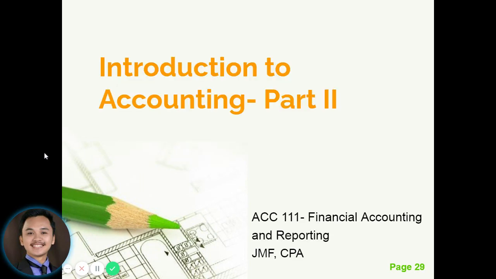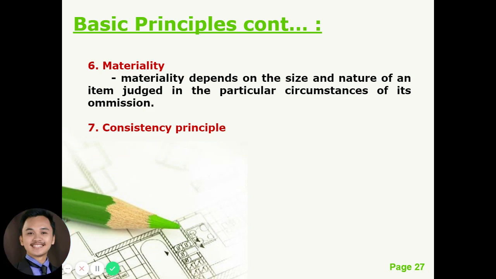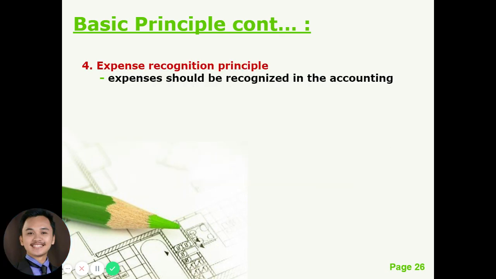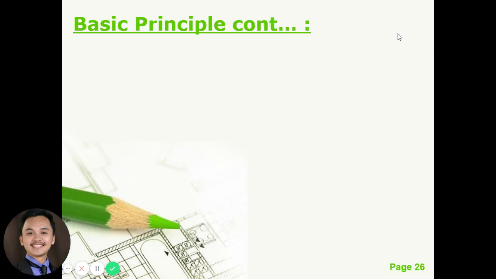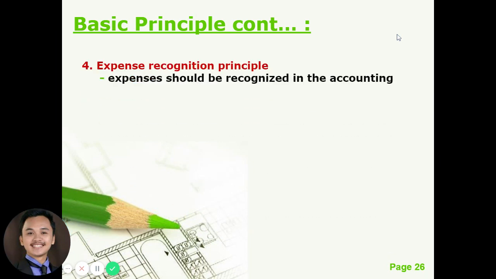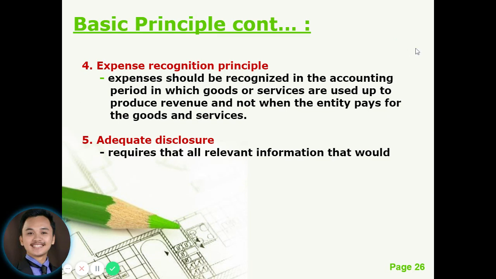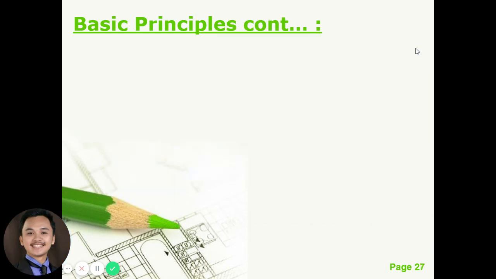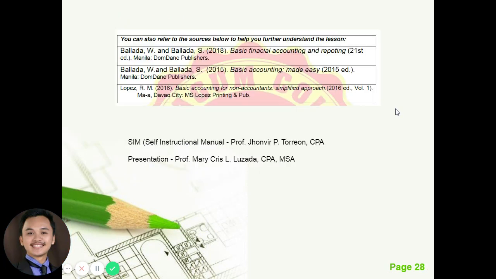Again, so those are the different principles of accounting. So, sort of recap, we have first, objectivity principle. Second, we have historical cost. Third is revenue recognition principle. Next, we have expense recognition principle. Fifth is adequate disclosure and materiality as well as consistency principle.